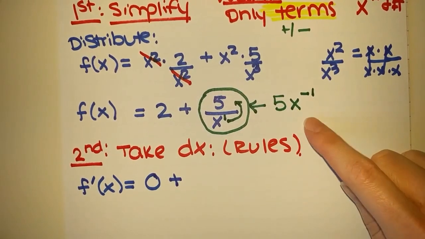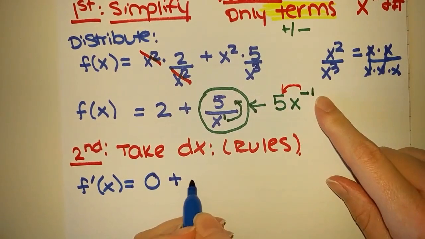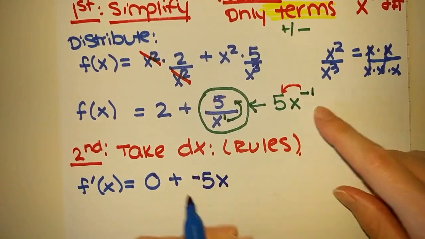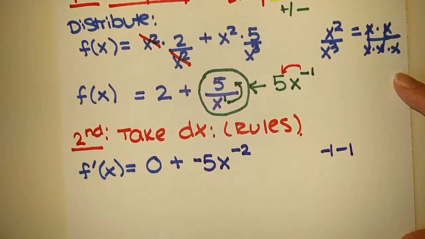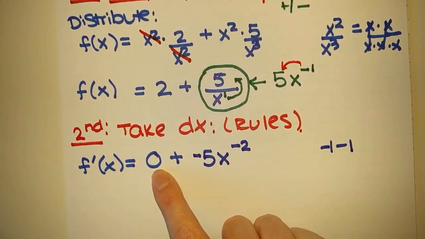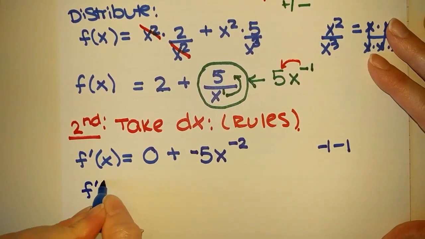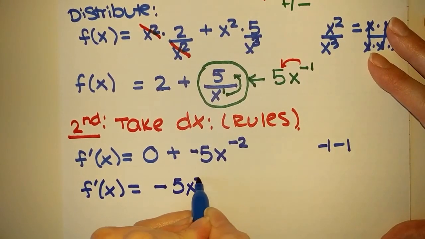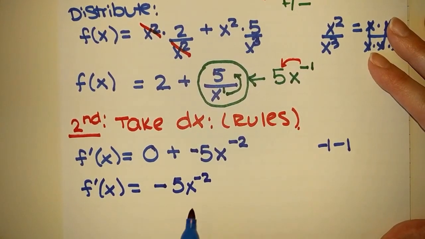So differentiating 5x to the negative 1, we bring the negative 1 down. So that becomes 5 times negative 1, or negative 5, x, and then minus 1, we get negative 2. All right, so the 0 here is just to emphasize that this 2 standalone constant became a 0. Obviously, we do not have to write that. So this becomes minus 5x to the negative 2. And that would be a perfectly appropriate way to notate the answer.